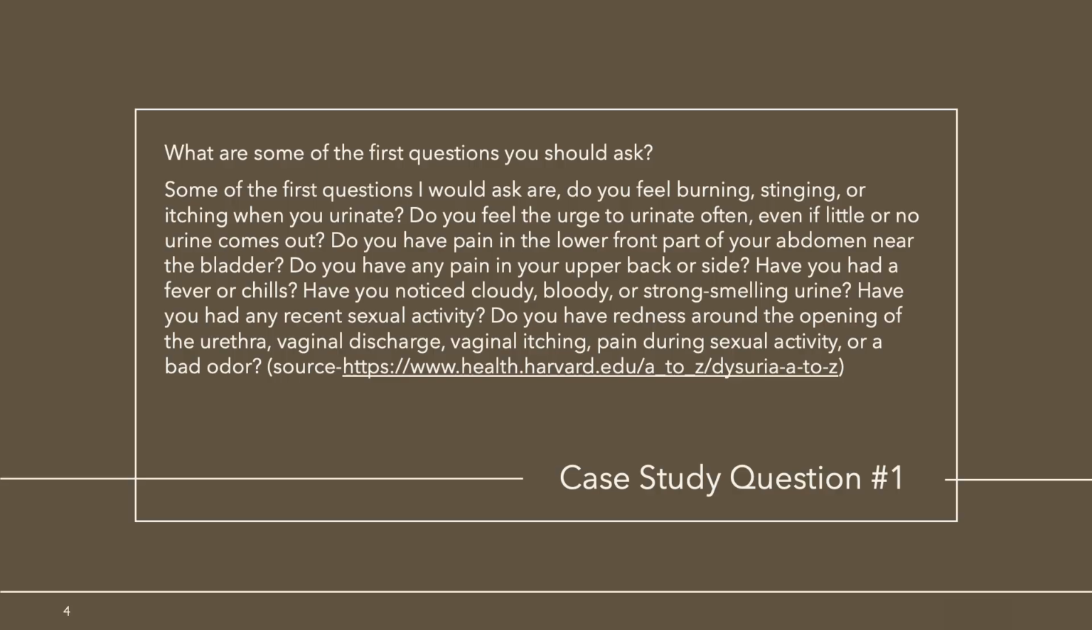Have you noticed cloudy, bloody, or strong smelling urine? Have you had any recent sexual activity? Do you have redness around the opening of the urethra? Vaginal discharge, vaginal itching, pain during sexual activity, or a bad odor? I would ask these questions because dysuria can have different causes, so the extra symptoms can help narrow down whether it is a bladder infection, kidney infection, urethritis, vaginitis, or another condition.